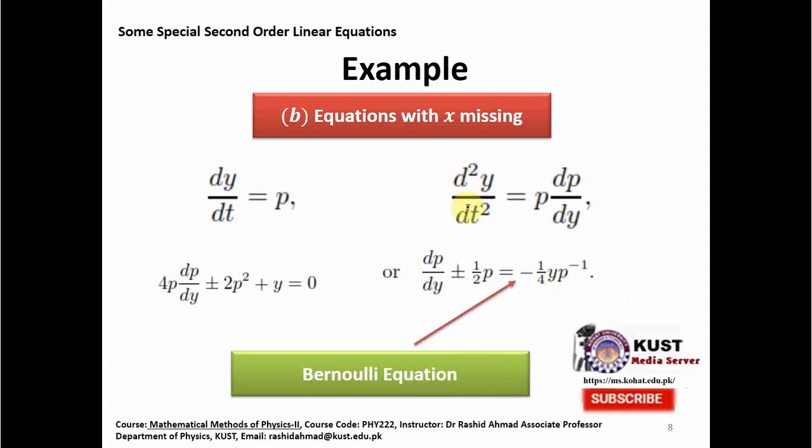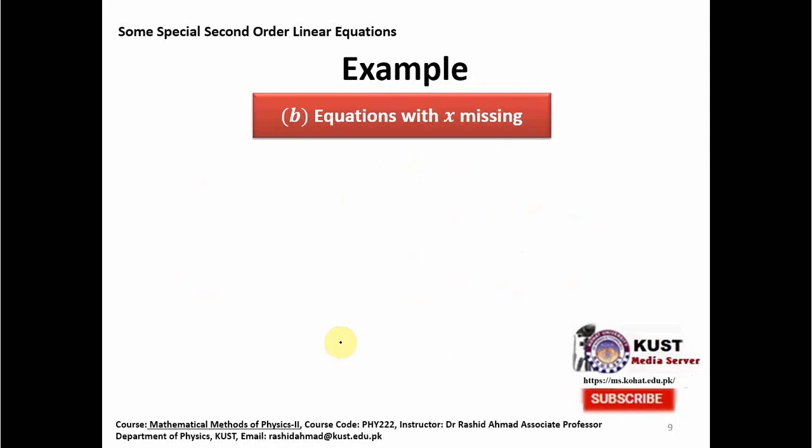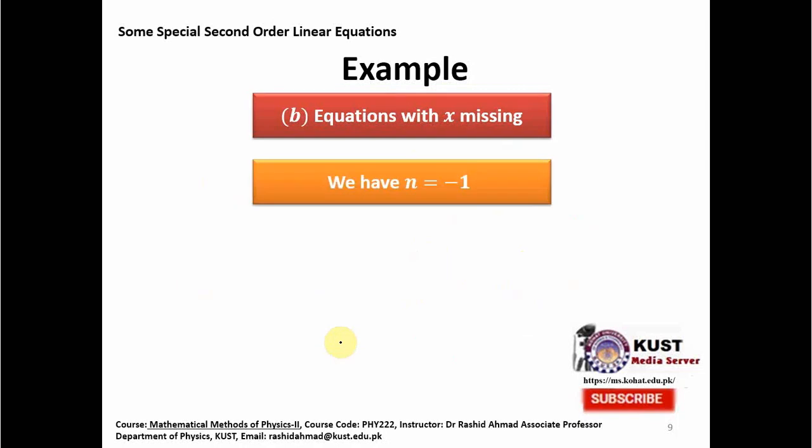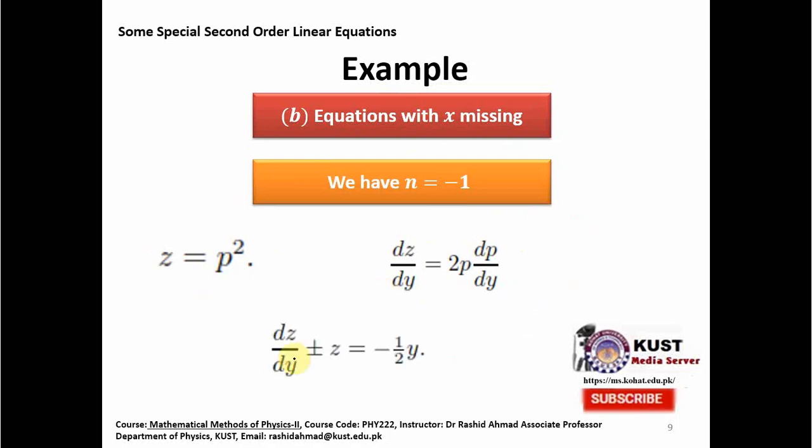So you have seen that in this case we have reduced the equation to a linear first order or Bernoulli equation, which is easier to solve. So we can now solve it for the case where n is equal to -1. We put p square is equal to z, as we have learned for the Bernoulli equation. So dz by dy will be equal to 2p dp by dy, and this substitution will give us the equation in this form.